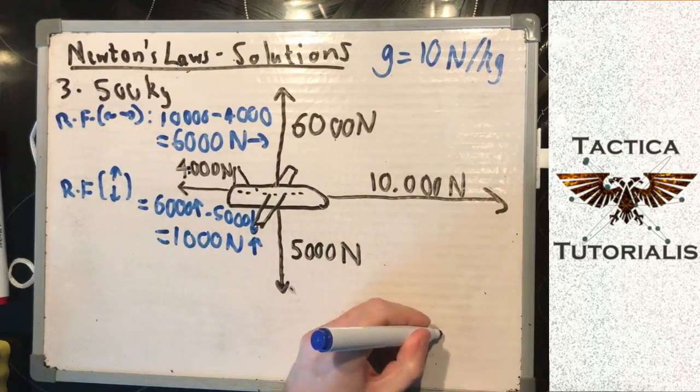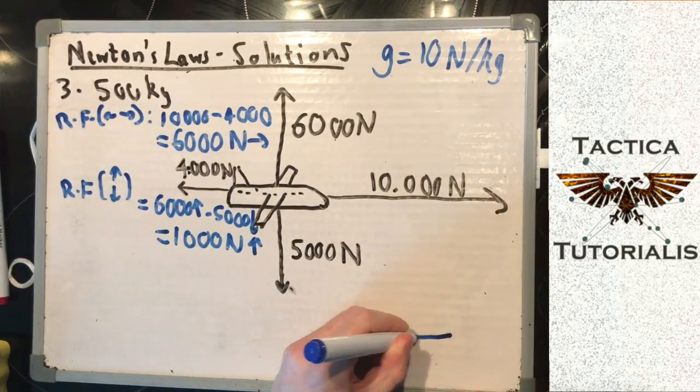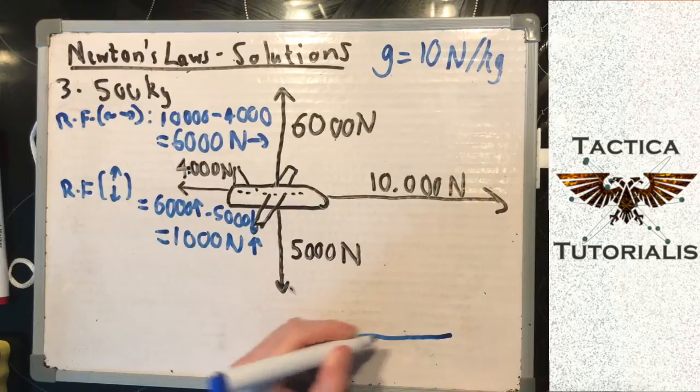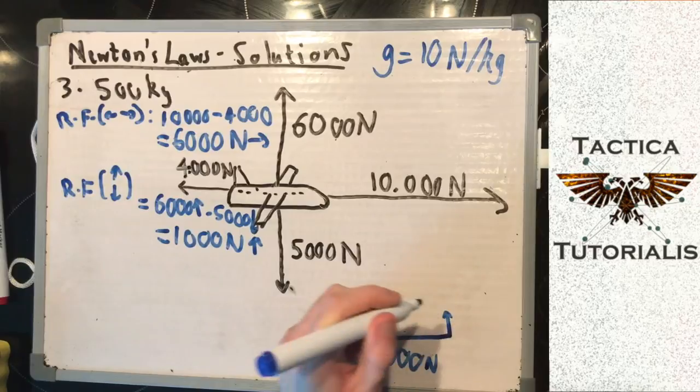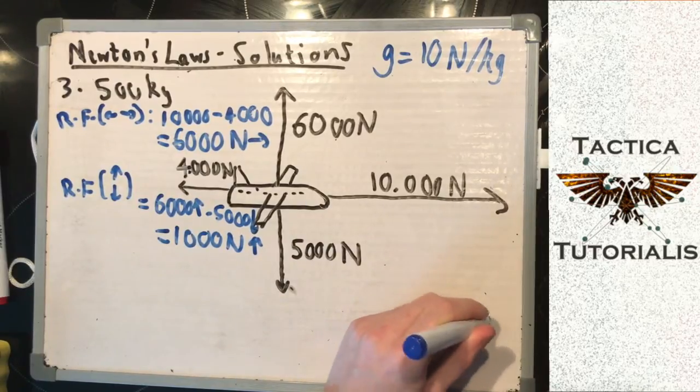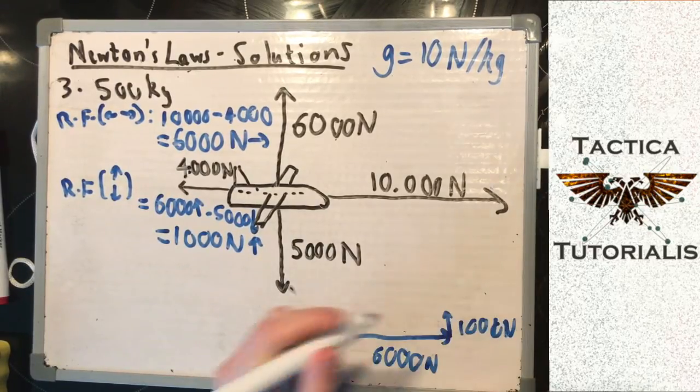I'm going to draw that down here. Our resultant force overall is 6,000 to the right and 1,000 newtons, that's 1,000 newtons up.